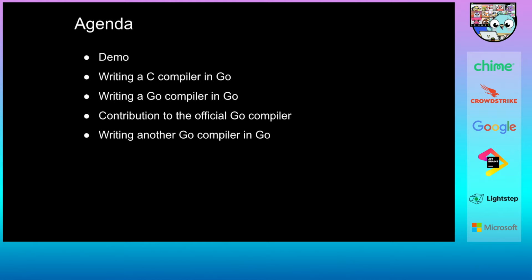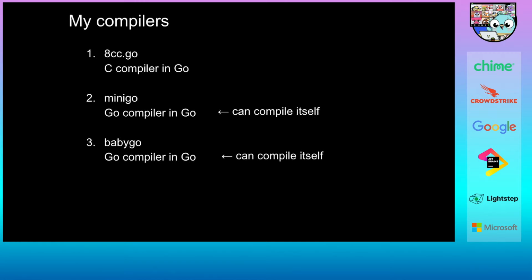Here's today's agenda. First, I want to show you demos of how my compiler works, and then I want to tell you my experience of writing a C compiler in Go, writing a Go compiler in Go, and contribution to the official Go compiler, and finally writing another Go compiler in Go. These are my compilers. The first one is 8cc.go. It's a C compiler written in Go. The second one, minigo, and the third one, babygo, are Go compilers written in Go. Each one can compile itself.